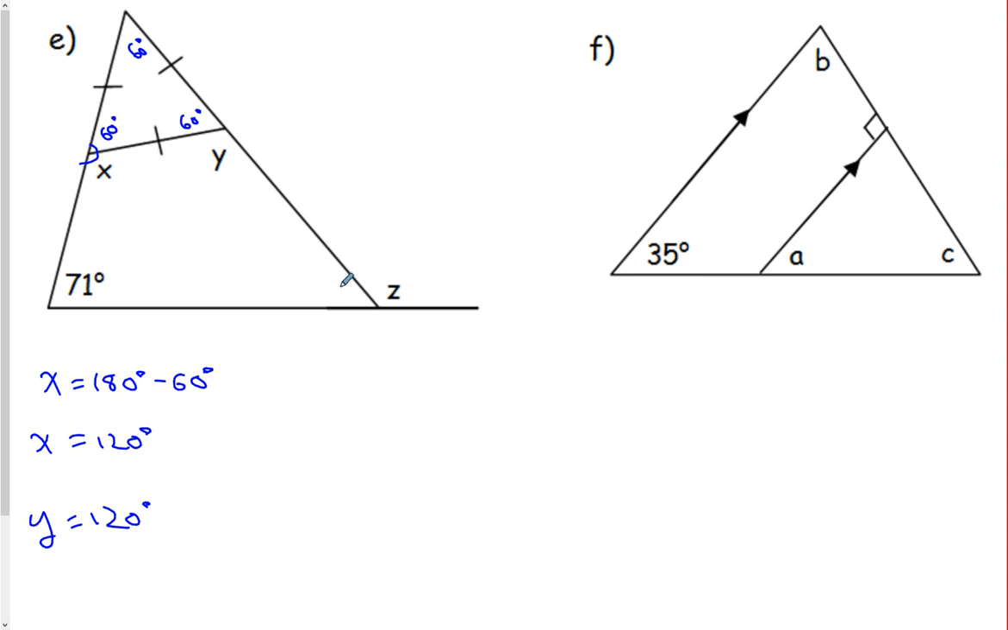Z is a little trickier. I'm going to need to find this angle next to Z before I can find Z. So to find that angle, I'm going to give it a name. I'll call it angle A. Why not? So we'll say angle A is going to be 180 minus 60 for this whole big triangle, minus 71. We can figure out what that works out to. That's going to be, I think, 49. Yeah, 49. Yeah, go ahead.